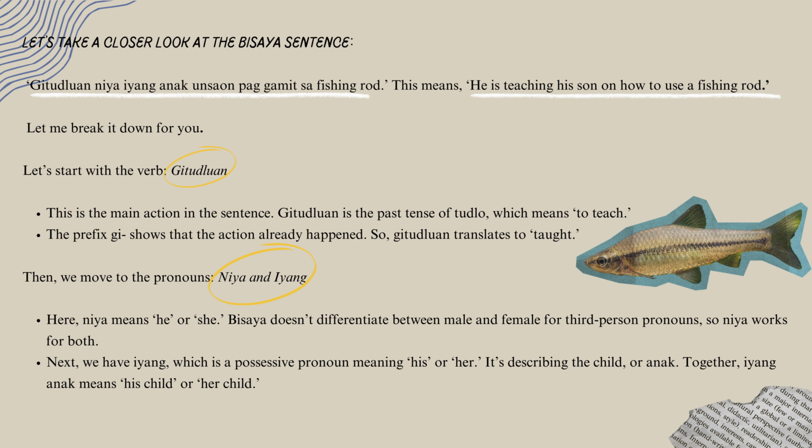Then we move to the pronouns niya and iyang. Here, niya means he or she. Bisaya doesn't differentiate between male and female for third-person pronouns. Niya works for both. Next, we have iyang, which is a possessive pronoun meaning his or her. It's describing the child or anak. Together, iyang anak means his child or her child.